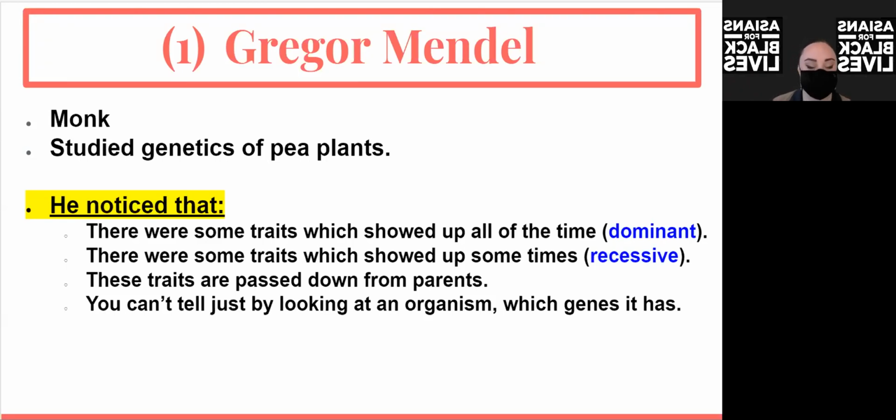He realized that these traits had to come from the parent plants. They didn't just show up out of nowhere. And then probably one of the more important ones, he noticed that you cannot just tell by looking at an organism which variations of genes it has. And that's important because a lot of times, even students will ask me, how come I can have two parents that look like this and a kid that looks like this? Well, because just because parents look a certain way doesn't mean that they don't have a hidden recessive variation.